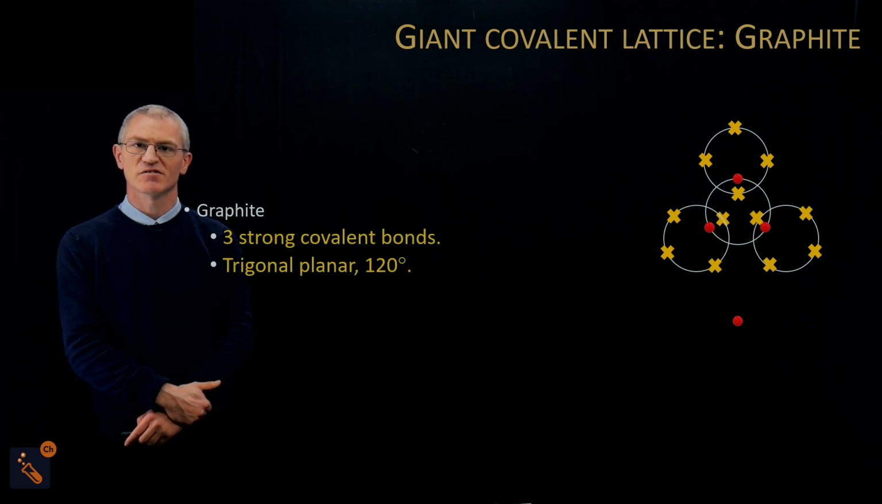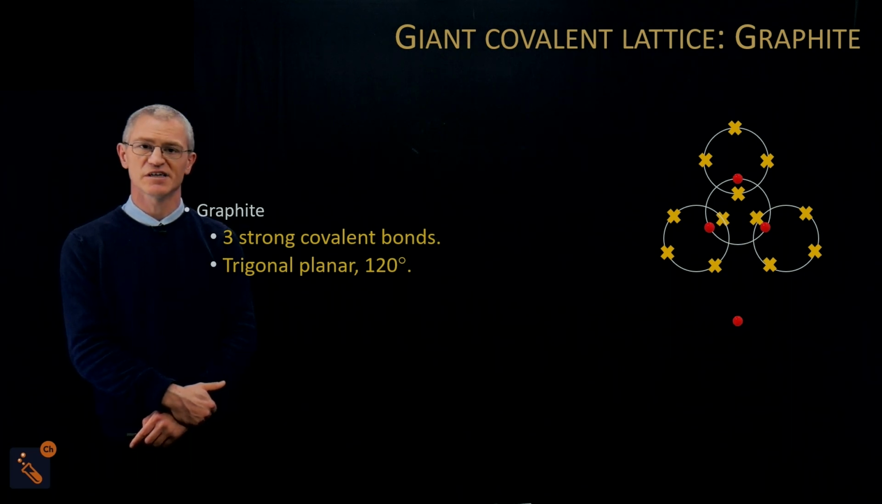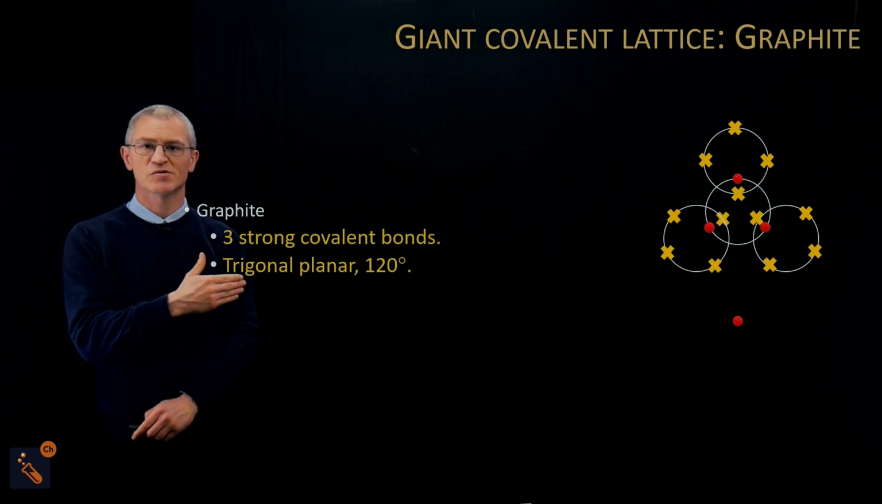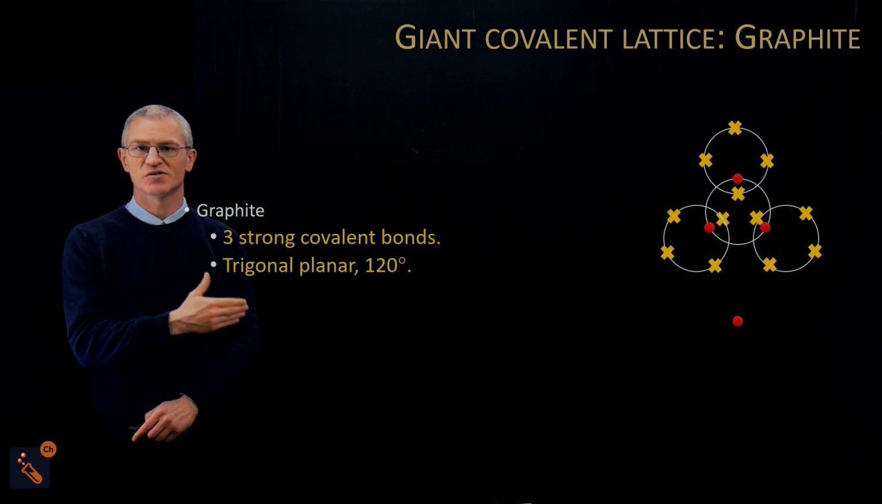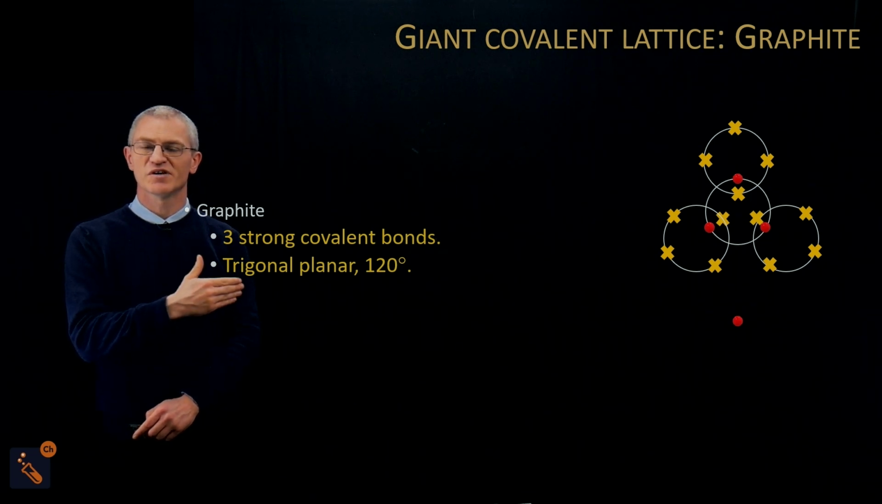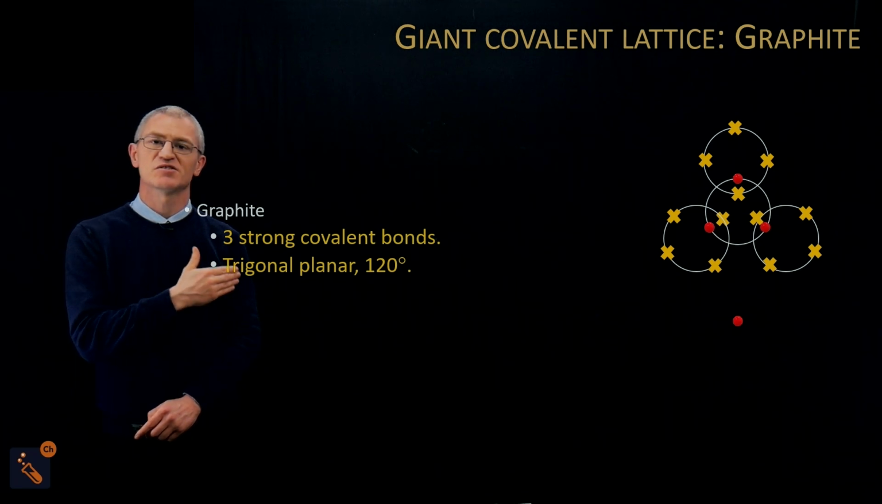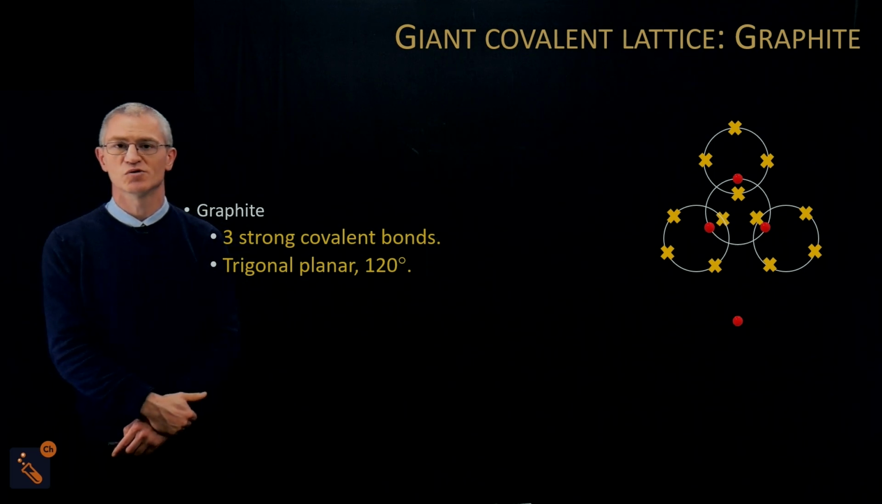So first of all, graphite has 3 strong covalent bonds, and you can see the 3 bonding pairs over there. Now this means that it is a trigonal planar bond angle. Trigonal planar requires 3 bonding electron pairs, or 3 bonding regions of electrons. Now this has 3 bonding pairs of electrons, and therefore it's trigonal planar, 120 degrees.